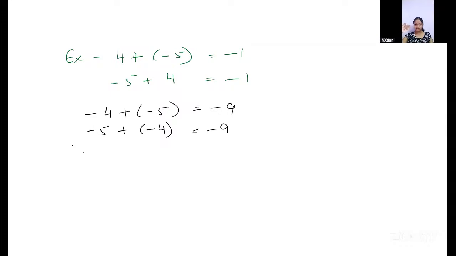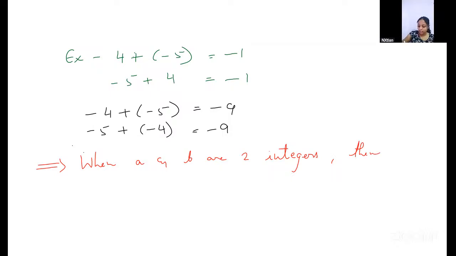Same way in the second one. So this gives us the property that when A and B are two integers, A plus B will be equal to B plus A, where A and B are integers.